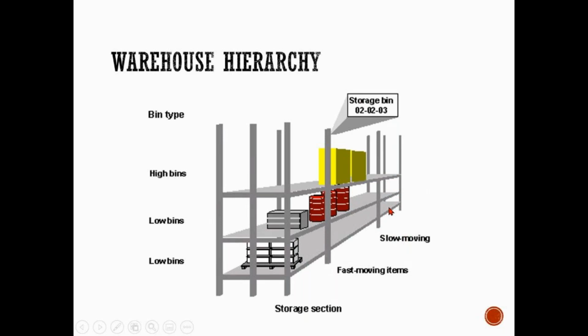So you can have this area specifically for slow moving stock, this area for fast moving, and the higher ones you can have for pallets and all. So it again depends how exactly you want to store it.